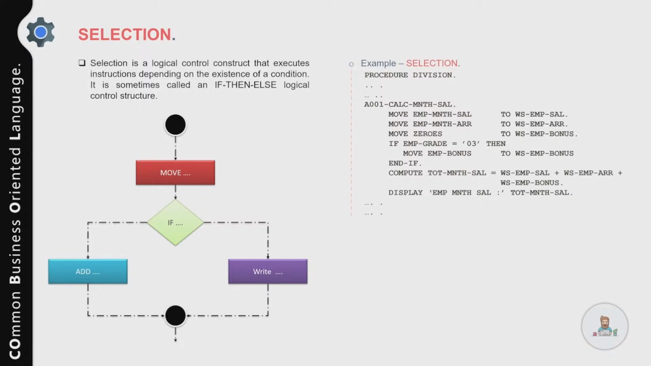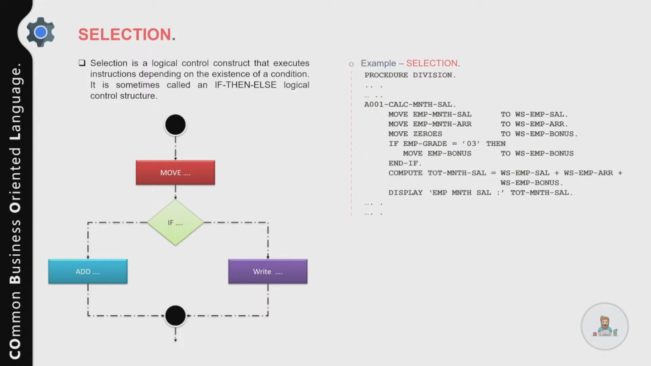After that, based on employee grade, I am moving the employee bonus to the temporary employee bonus variable, right? So if my grade is 3, in that case only I would be moving this EMP bonus value to the temporary bonus variable. And finally, at the end, I would be doing a compute statement. I'm using a compute statement to calculate the total salary amount. And again, I'm using a display statement that is just displaying your total salary amount in spool.